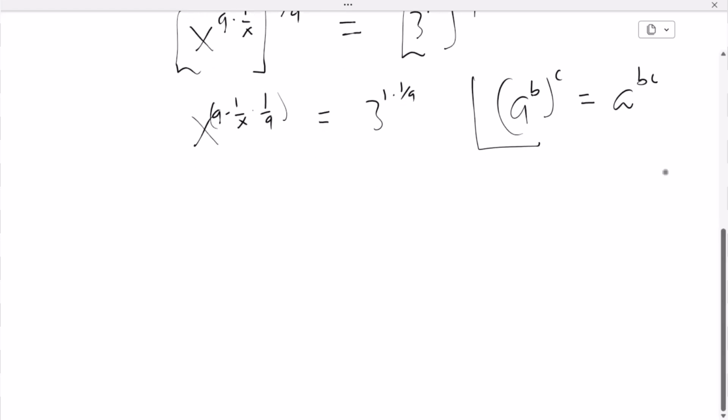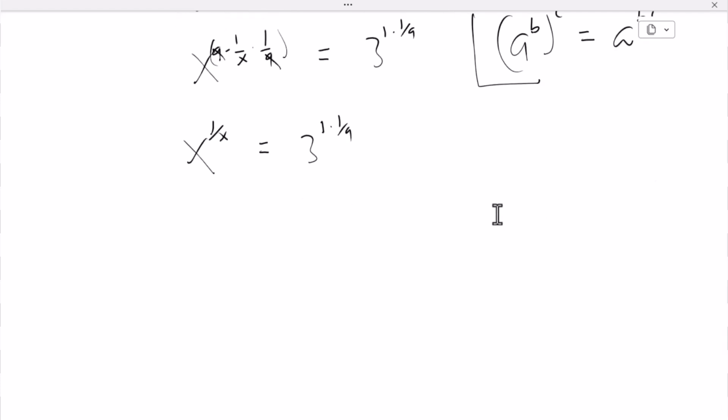Now when we continue, we can see that the 9 over here can take away the 9 over here, and we'll be having x raised to an exponent of 1 on x is equal to 3 raised to an exponent 1 multiplying 1 on 9. Good. Now I can see that I'm having x to the power 1 on x to be equal to, now this 1 over here, I can rewrite this 1.